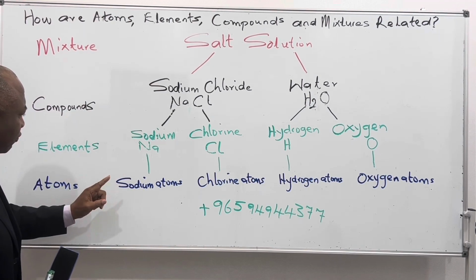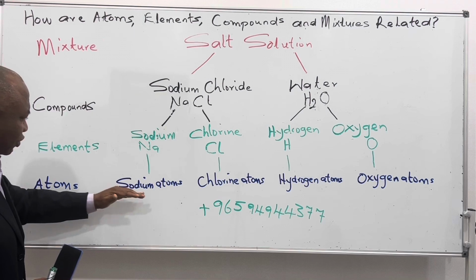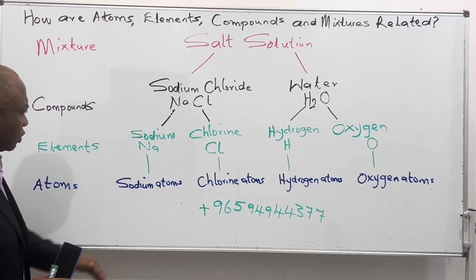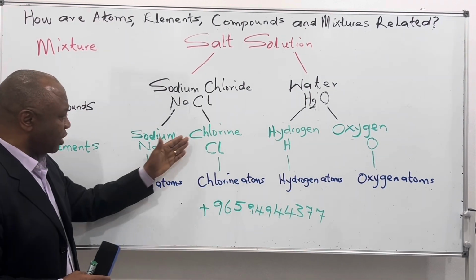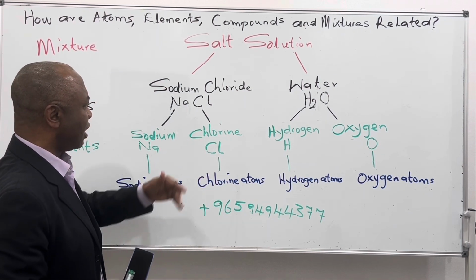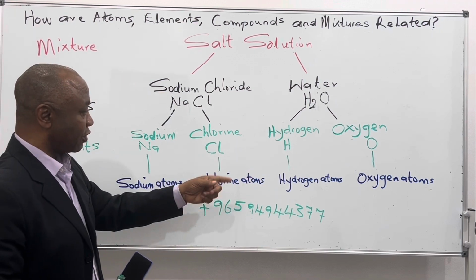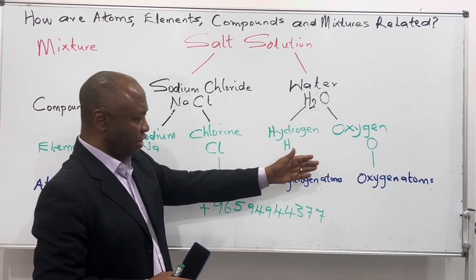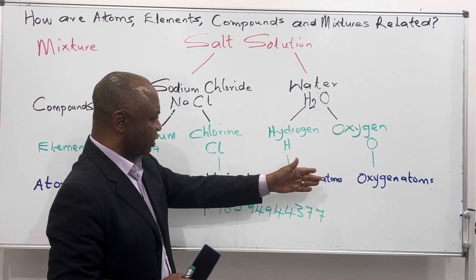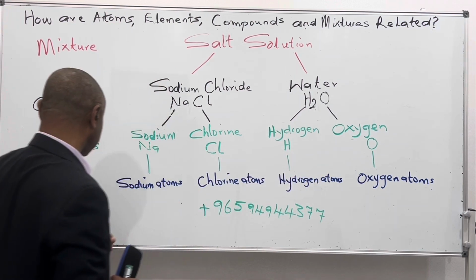Sodium is made up of smallest indivisible particles known as atoms of sodium. Chlorine is made up of smallest indivisible particles known as atoms of chlorine. Hydrogen is made up of smallest indivisible particles known as atoms of hydrogen. And oxygen is made up of smallest indivisible particles known as atoms of oxygen.